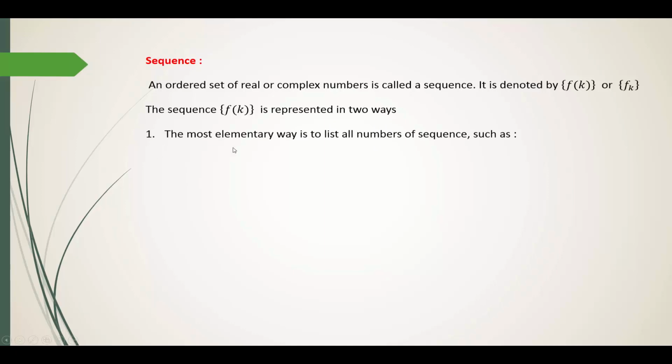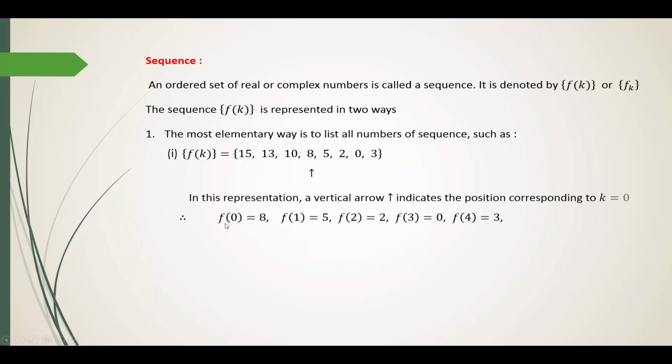First, the most elementary way is to list all the numbers of the sequence, such as f(k) equal to the sequence 15, 13, 10, 8, 5, 2, 0, 3, and show it with one arrow. In this representation, a vertical arrow indicates the position corresponding to k equal to 0. These are the values of the function f(k).